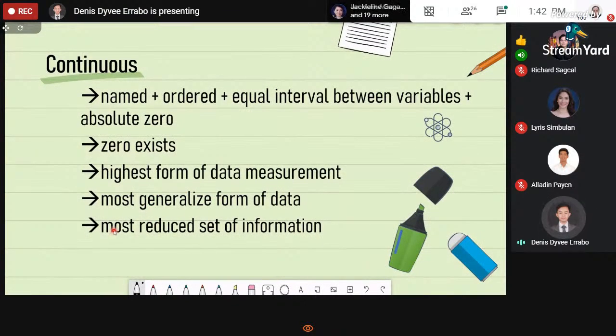So the highest form of data is what we call continuous data. Highest form in the sense that we're talking about positivist research, but this is equally important as nominal data and other categorical data. Continuous data in positivist research considers absolute zero aside from the name, the order, and the interval. Zero exists, and similar to discrete data, it generalizes the data, has a lot of data transformation, and reduces several pieces of information into one. Typically, continuous data is a unifying strategy of data distribution.